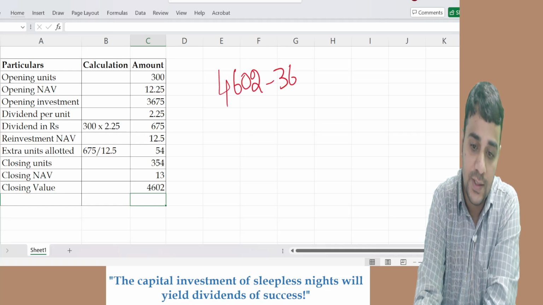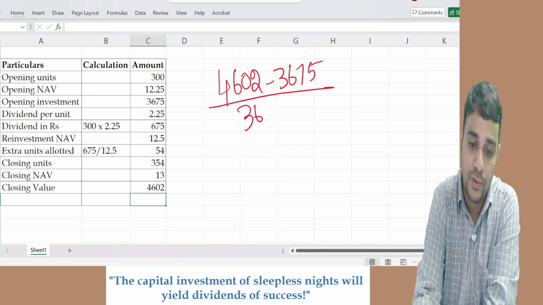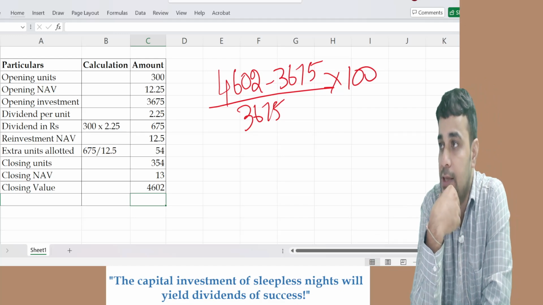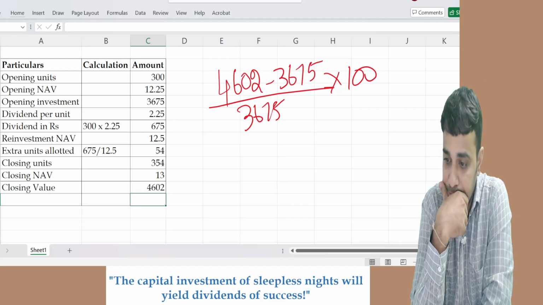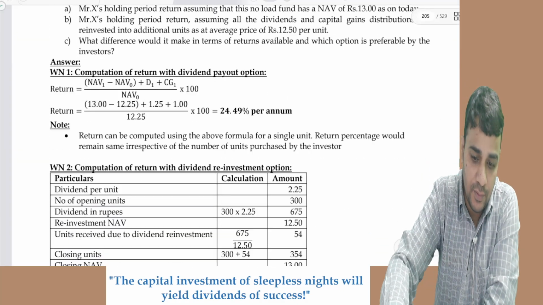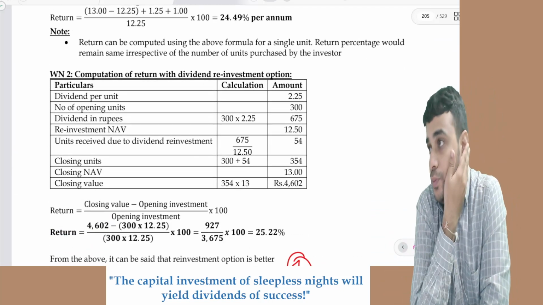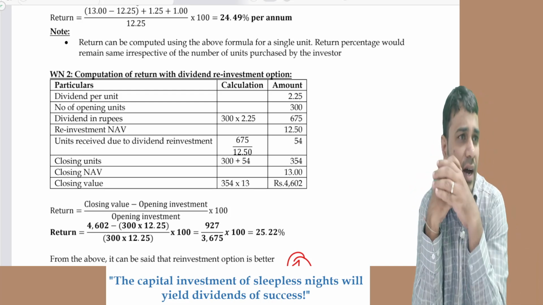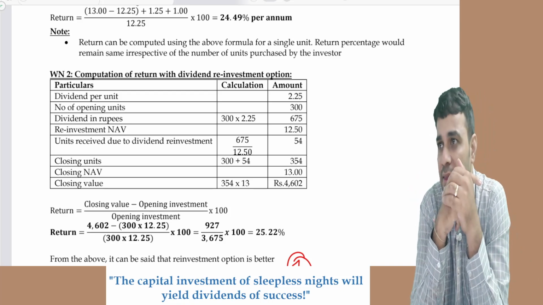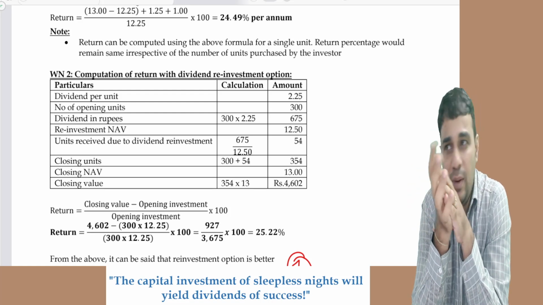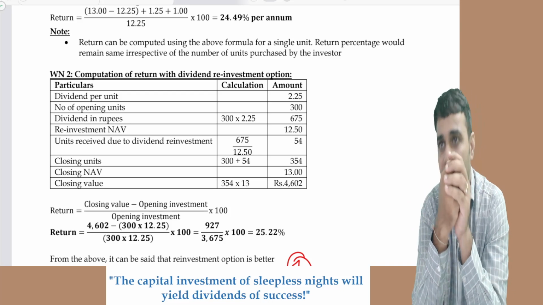Return is what I get back minus what I give, 3675, divided by what I give, 3675, into 100, because it is holding period return. 4602 minus 3675 divided by 3675 into 100 gives 25.22. The question will also ask which is better: whichever gives a higher return. If the first option gives a higher return, that is better; if the second does, that is better. So here, 24.49 versus 25.22, and 25.22 is the better alternative.